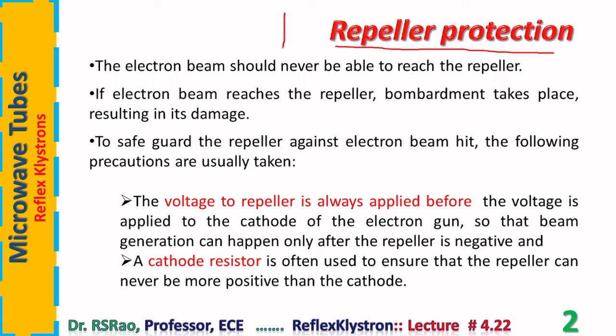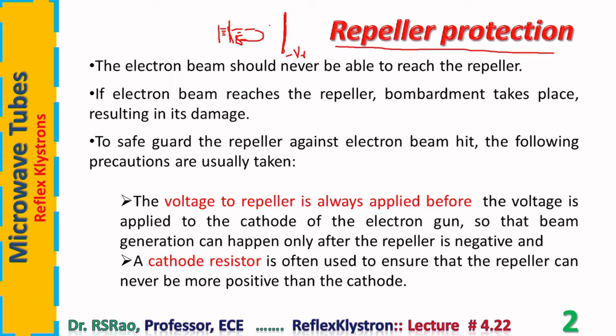Repeller is a plate in the structure of the reflex klystron. It is connected to a negative voltage VR. Electrons, after getting velocity modulated in the grid gap, enter the repeller region where they face opposition to their movement. They travel different distances into the repeller region, spend different amounts of time there, and then return back to the cavity gap. None of these electrons are able to reach the repeller plate. If they reach the repeller plate, what happens?